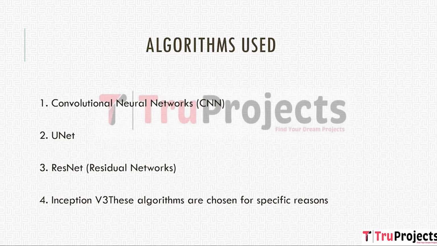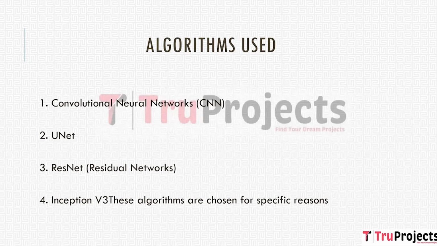Next one is UNet. UNet is a popular architecture for image segmentation tasks. It is particularly suited for generating masks that identify specific regions of interest within images. UNet, designed with a contracting and expanding path, enables it to capture detailed information while maintaining spatial accuracy. In this project, UNet is used for segmenting COVID-19 affected regions in medical images.